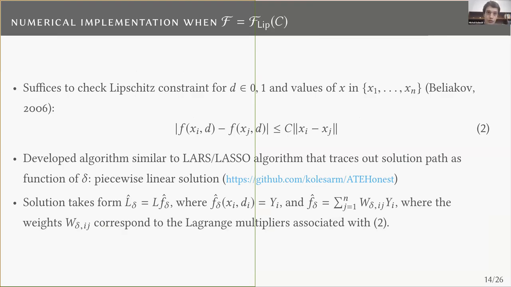I just wanted to flesh out some of the details. I want to show you how this plays out when the parameter space is given by Lipschitz constraints. In this case, this convex optimization problem becomes a problem of minimizing a quadratic objective subject to linear constraints. That sounds an awful lot like the lasso or least angle regression algorithm. The problem is exactly the same.